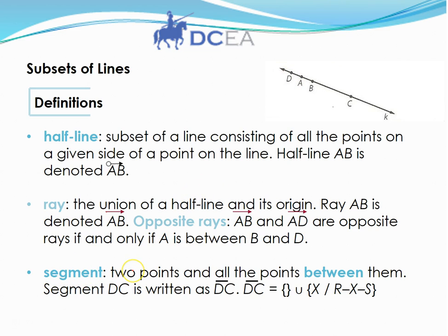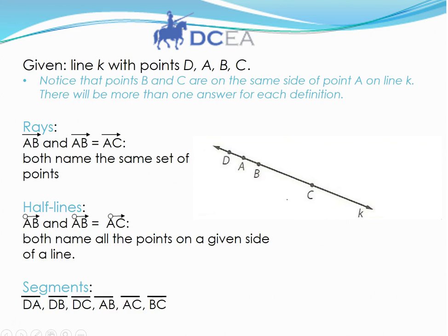The segment. A segment is 2 points and all the points between them. So as an example, we have segment DC. All the points in between D and C are part of the segment. In this instance, you see A and B designated. So A and B are between D and C, and they are all part of the segment DC.